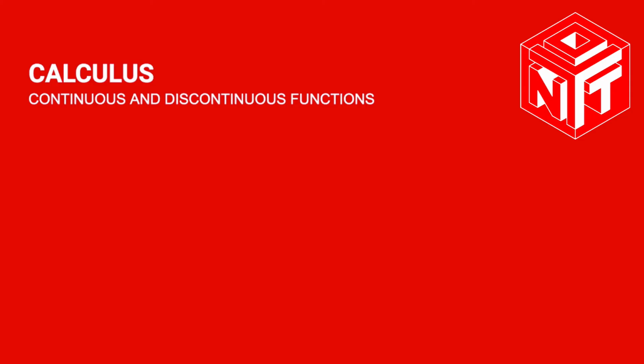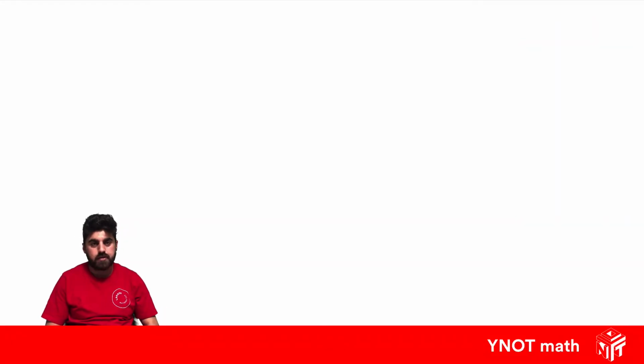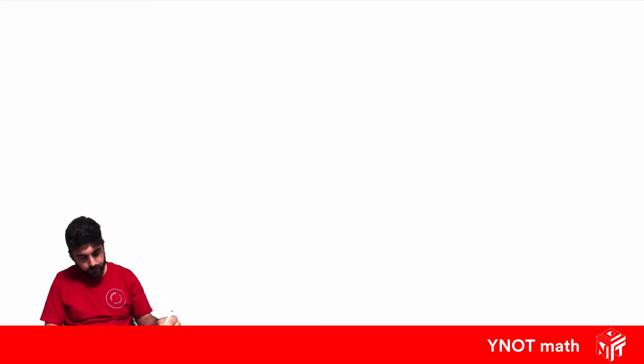Continuous and discontinuous functions. So continuous means there's going to be no break or gap in the function, and discontinuous means there is going to be a break or gap in the function. So let's have a look at some continuous functions.